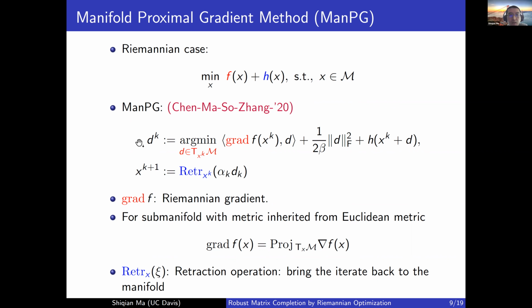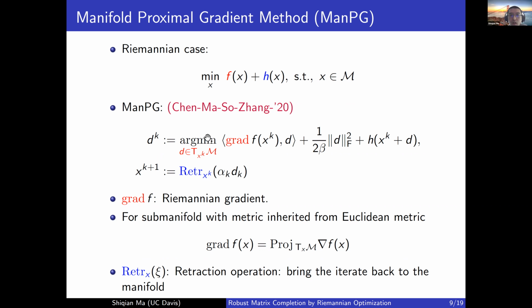This algorithm can be described in this way. It is very similar to the proximal gradient method. However, the difference is that we need to take care of the manifold constraint now. For the linearization, instead of using the Euclidean gradient, we use the Riemannian gradient. And for the direction that we want to move, we need to restrict this direction to the tangent space. That's the only difference between this step and the step in the Euclidean proximal gradient method.